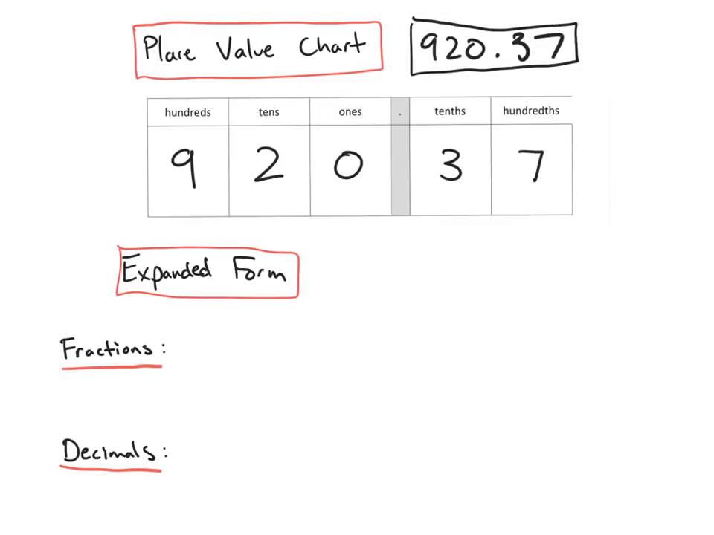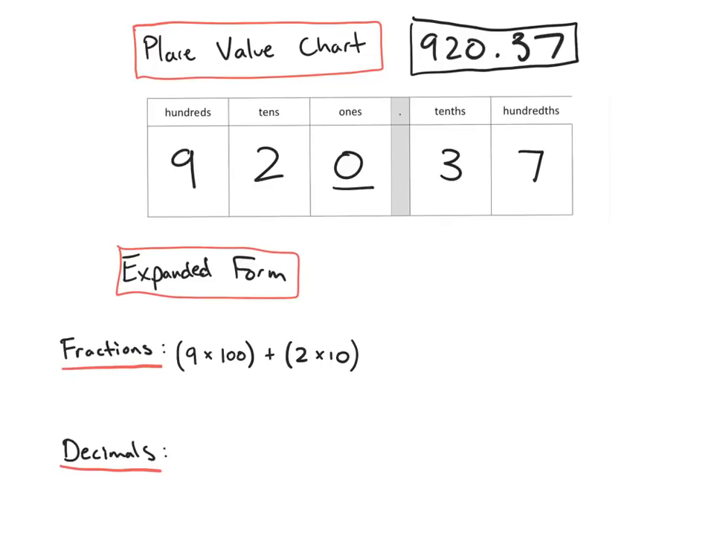So now that I've put each of the digits in the correct place value, this is going to help me with my expanded form. So I'm going to start with the largest place value first. I have 9 in the hundreds place. The value of the hundreds place is that each one is worth 100. And then I'm going to add 2 in the tens place, so the value of the tens place is each one is worth 10. And now I have 0 in the ones place here.